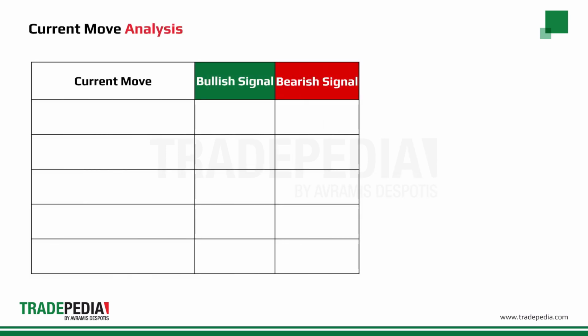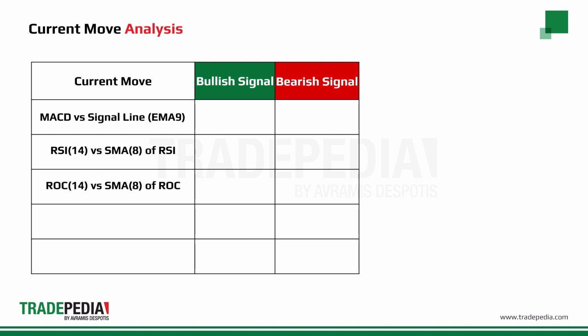When analyzing the direction of the current price move, or the recent price wave, we focus on the direction of momentum oscillators. We will use the MACD line in relation to its signal line, which is the 9 periods exponential moving average of the MACD line itself. We will also compare the 14 periods relative strength index, RSI, to its 8 periods simple moving average, and the 14 periods rate of change indicator to its 8 periods simple moving average.